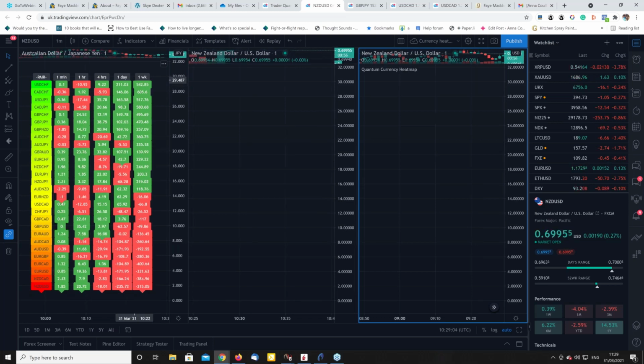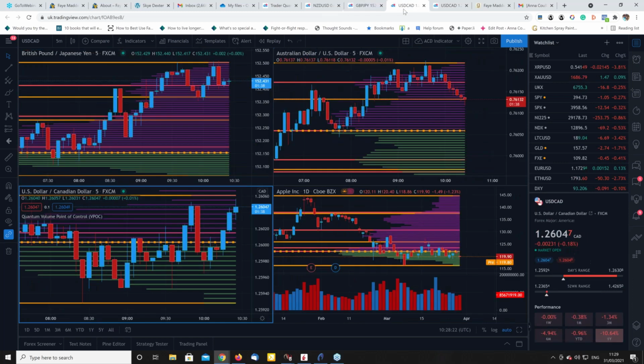It's unique to TradingView. It's not available on the other platforms at the moment. So you will be able to set this up according to whichever approach to trading you take, with your scalping trade, a slower term trader, whatever it may be. So that's the VPOC. What have we got here?